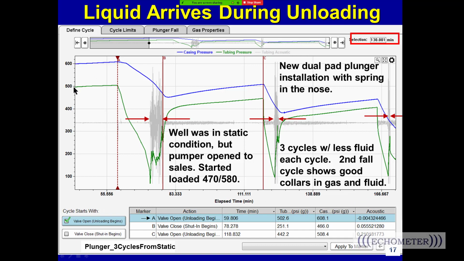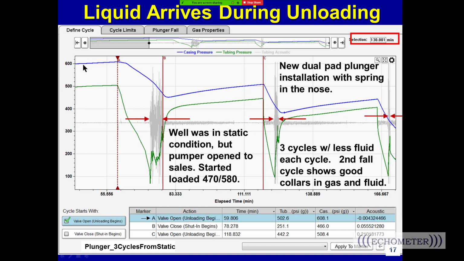So the casing pressure minus tubing pressure is 100 psi. 100 psi in 2-inch tubing is about 250 feet of gas-free liquid. Now, that's a rule of thumb. It's approximate. I use those numbers because they're easy for me to remember.